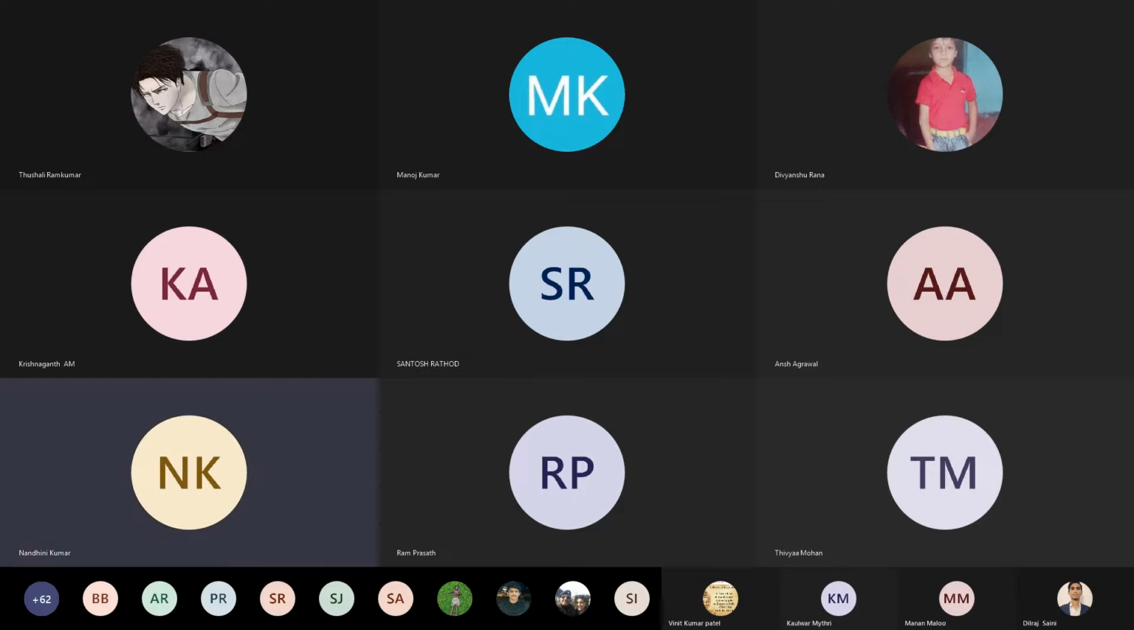Just a minute. I'll change the settings and come back. I think there are some issues in MS Teams. Whenever we are logging in, all are becoming there. I think I've changed the setting, but again it's changing.